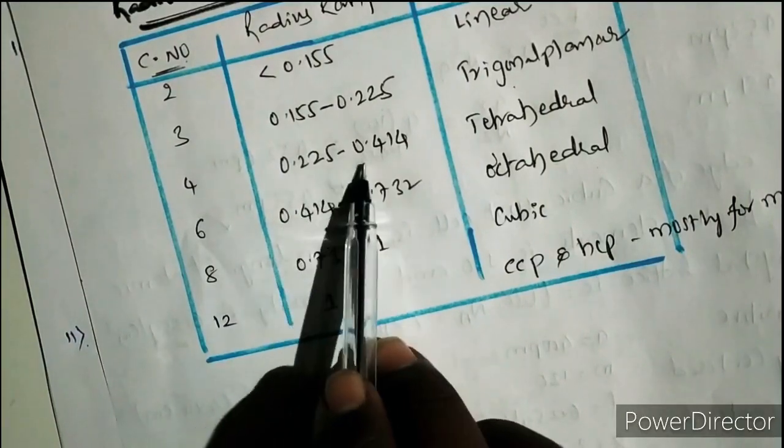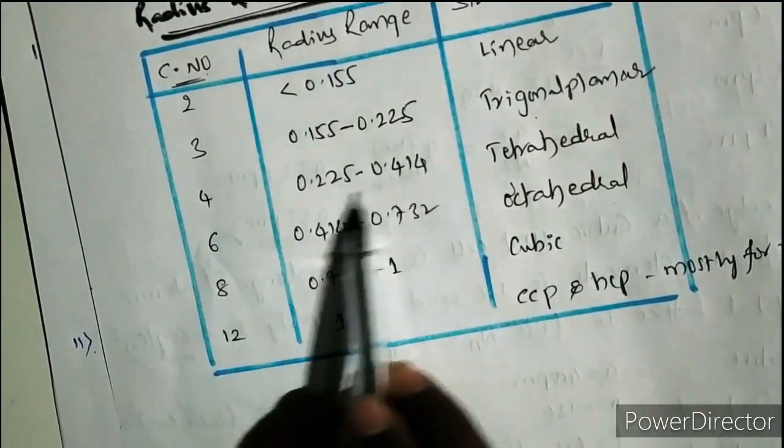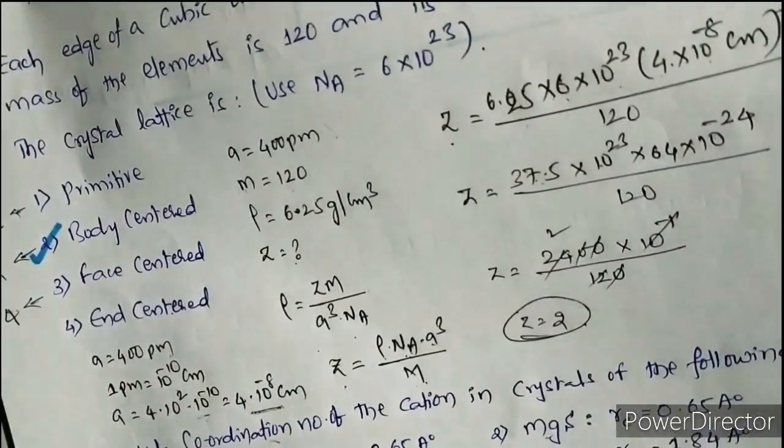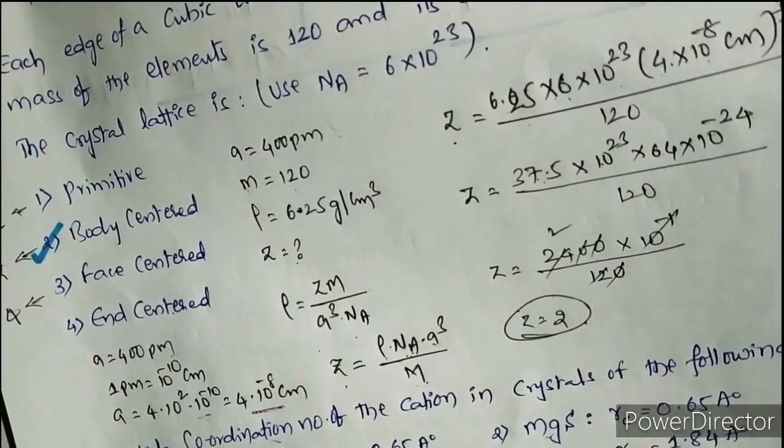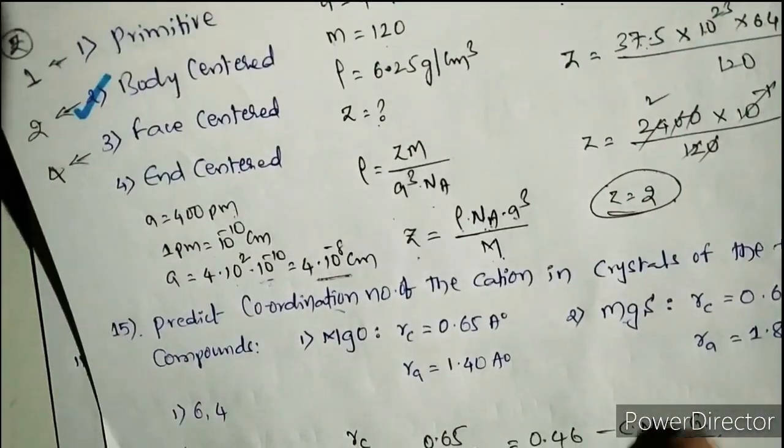0.35 means the coordination number falls in this range. So coordination number is 4. The radius falls in this range. It follows tetrahedral. So what is the coordination number here? Coordination number for this is 4. So your answer is first one 6, second one 4.